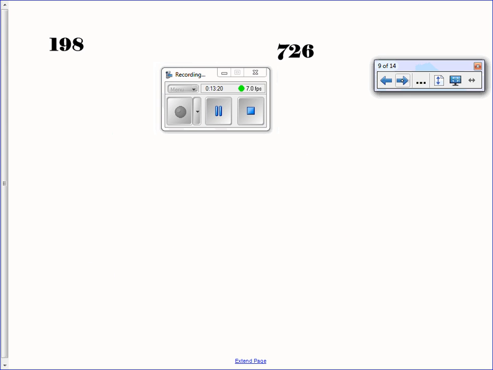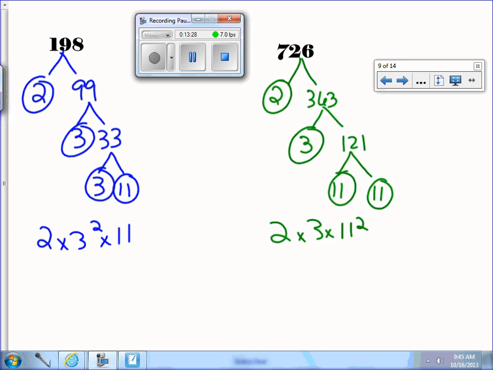Now, do the factor trees for 198 and 726. Pause the video and come back and check your answer. So as you check your trees, notice the circled numbers are the prime numbers, and we listed them at the bottom: 2 times 3 squared times 11. And on 726, the prime factorization is 2 times 3 times 11 squared.